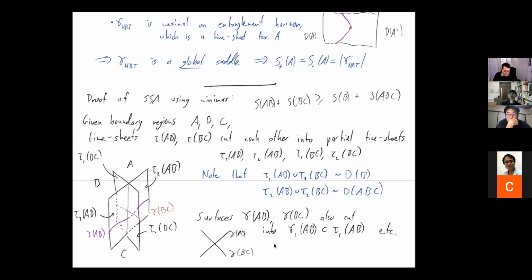But it is true that the AB HRT surface is cut into two parts by the BC timesheet. So I have the first part of the AB HRT surface, which is contained in the first partial timesheet, and so on. So I have these four partial HRT surfaces, okay? And like I said, I can't just re-glue them. They don't connect up to each other.